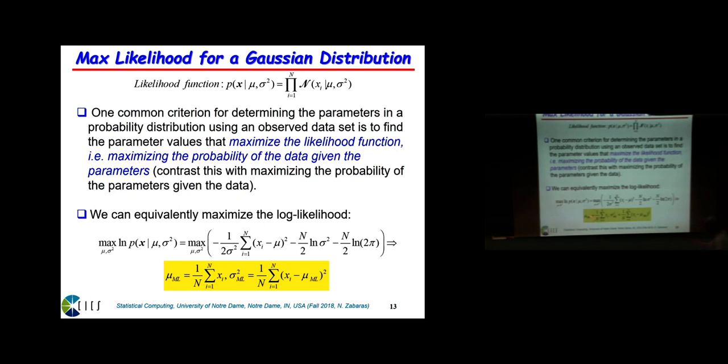So the MLE estimate of the mean is the sample mean. And the MLE estimate of the variance is the sample variance. Pay attention, this is the variance where the mean is the sample mean. It's very important. Because obviously this is not a correct result, because you don't know the exact mean. So this is the sample mean.